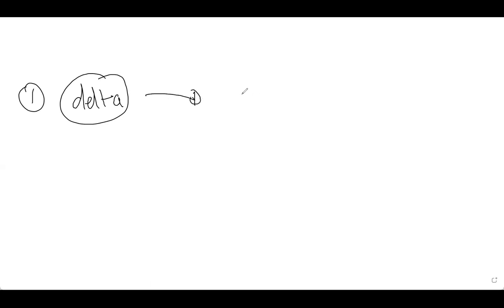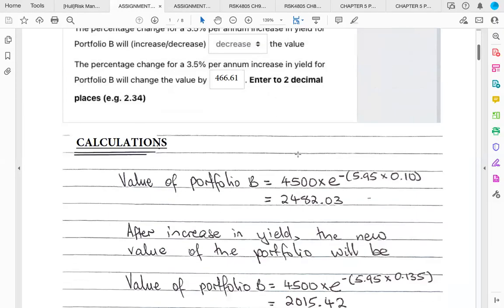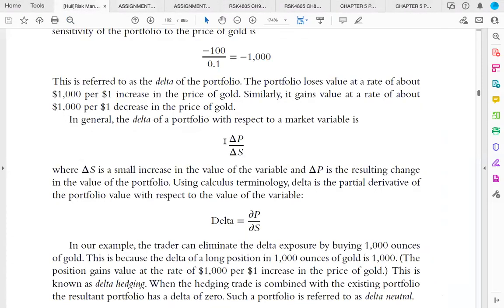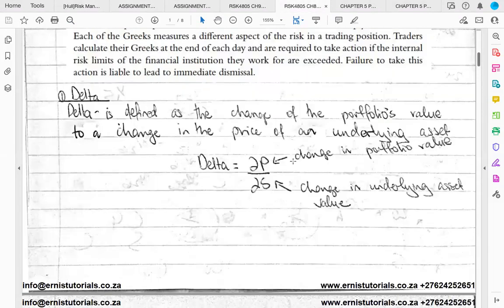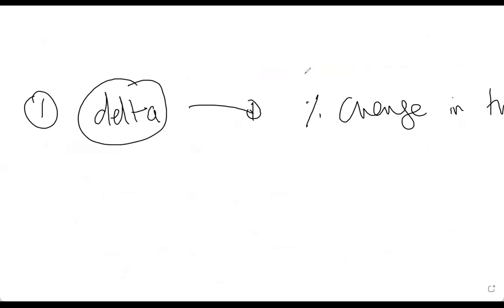The first measure I want to explain is delta. This is one of the first Greek measures, right? Our prescribed textbook defines delta as the percentage change... let me confirm whether they use percentages. I know other definitions, but I want to keep it consistent. For this module, they just say change in the value, they don't use percentages. So let me stick to the definition here.